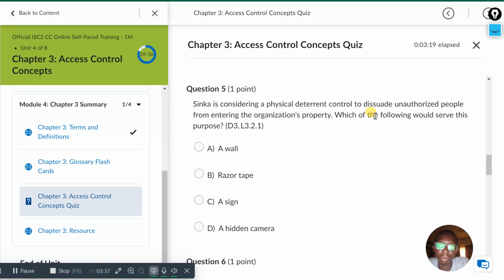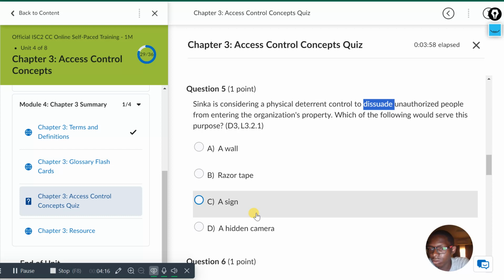And question 5. Sinker is considering a physical deterrent control to dissuade unauthorized people from entering the organization's property. Which of the following could serve this purpose? It's physical. So we have a wall, a razor tape, a sign, a hidden camera. I might be tempted to say a hidden camera, but take note, this is to dissuade, meaning it is deterrent, right? We have deterrent, we have detective, we have protective, preventive, and those other things. So a hidden camera is not a deterrent. It's not going to deter anybody because they don't even see it, they don't know it's there.